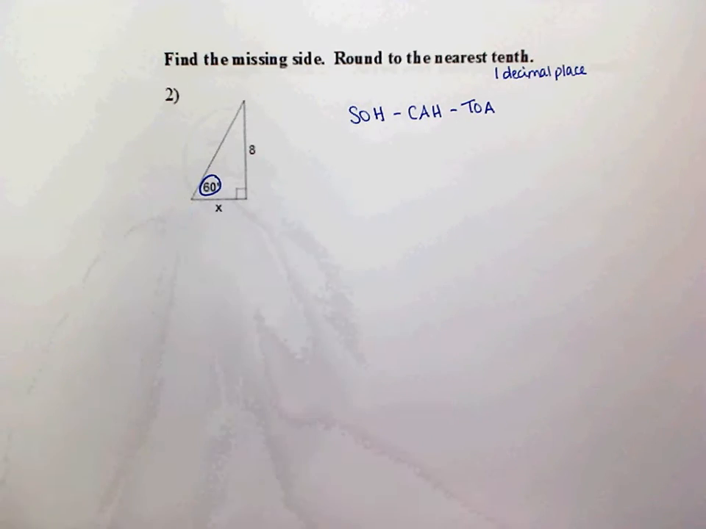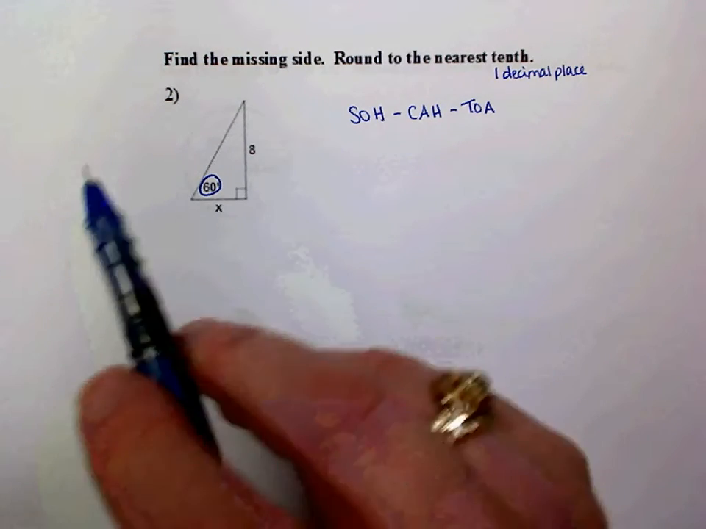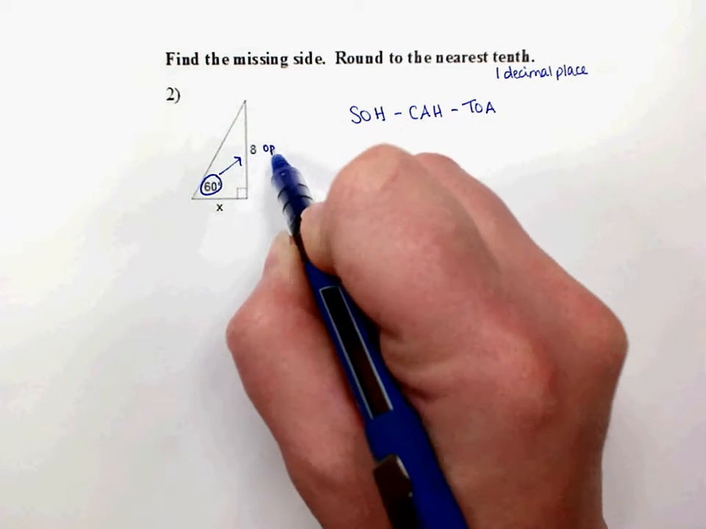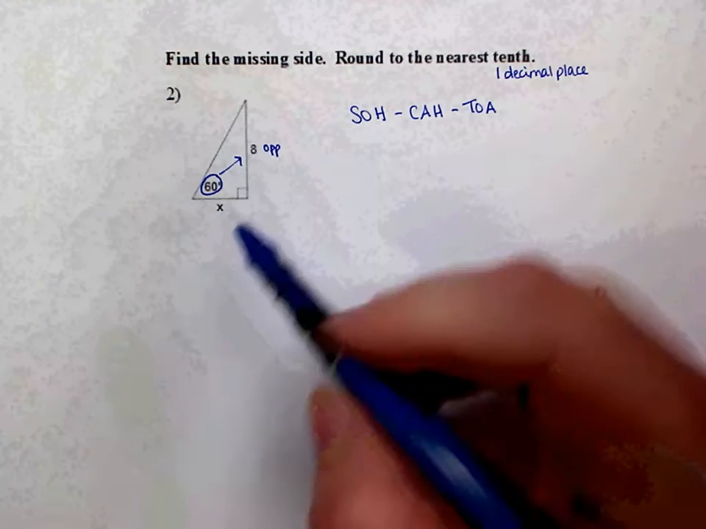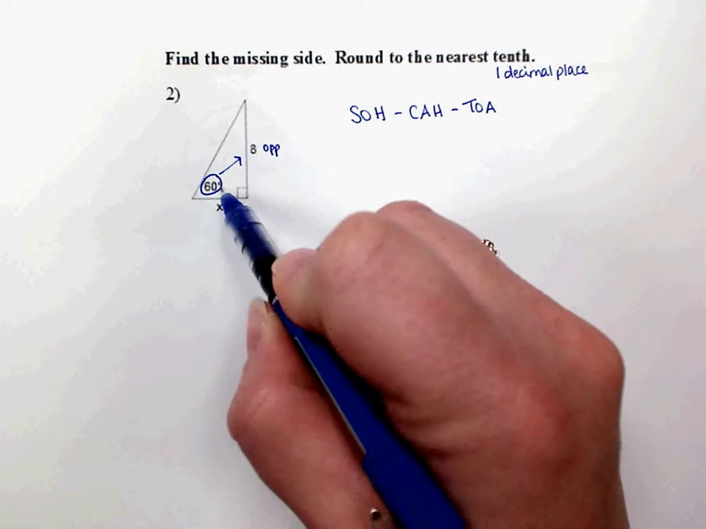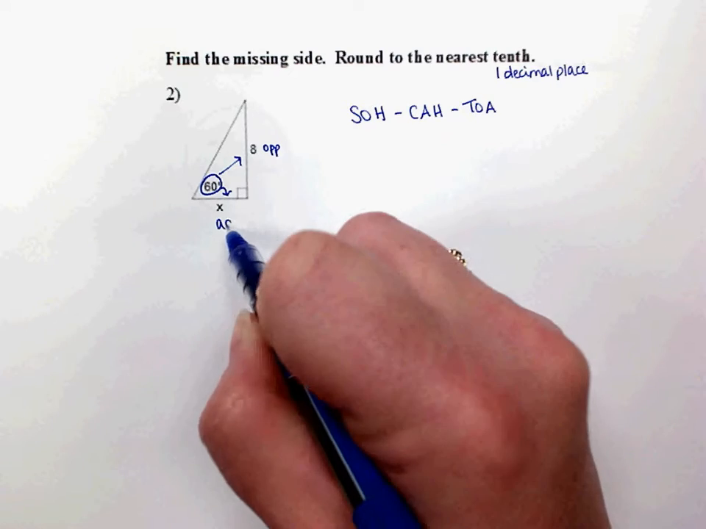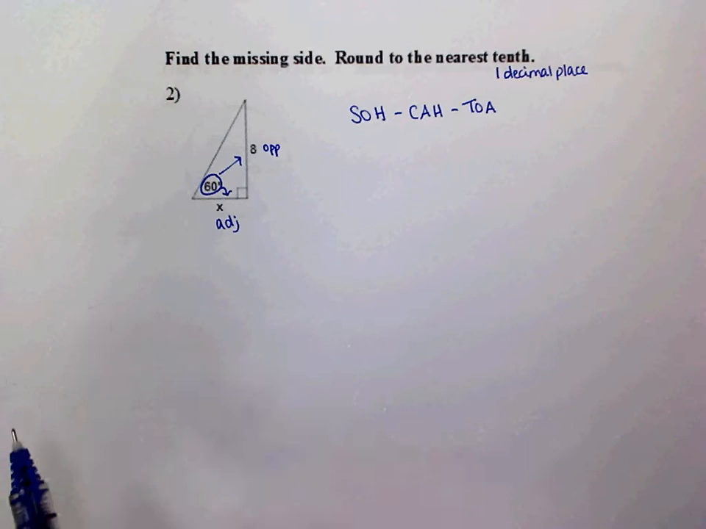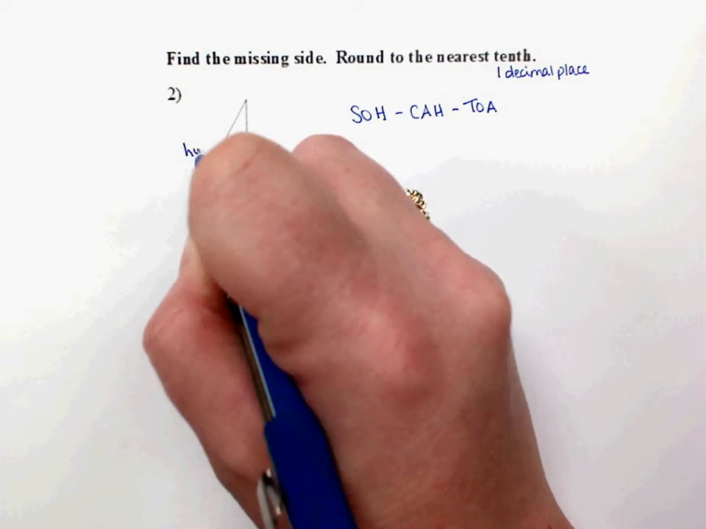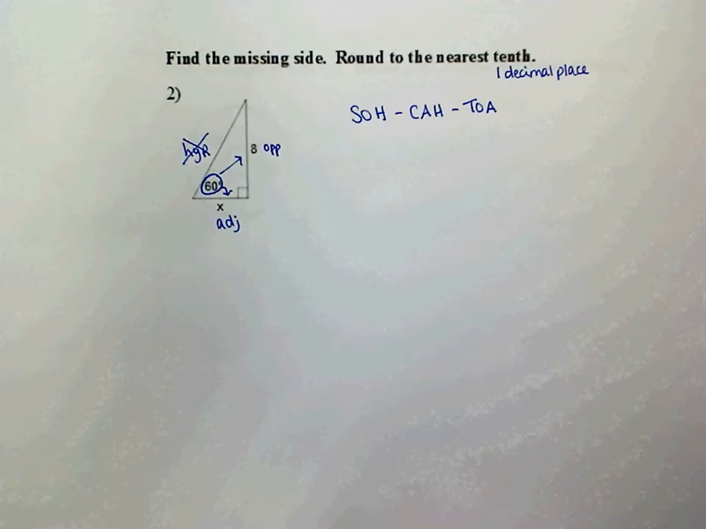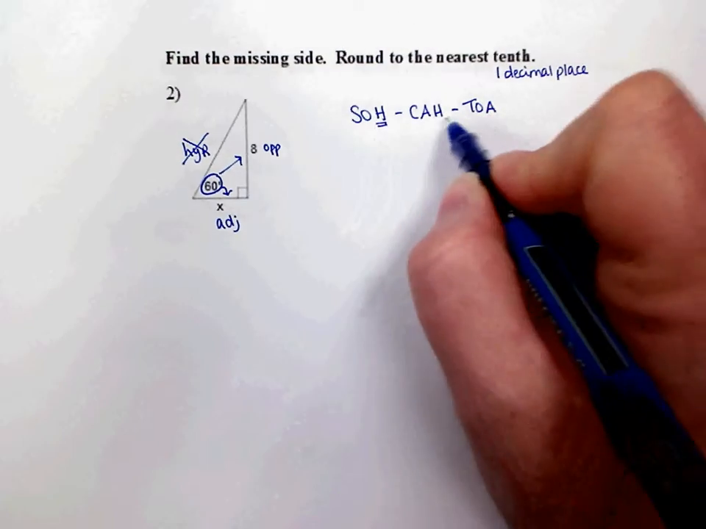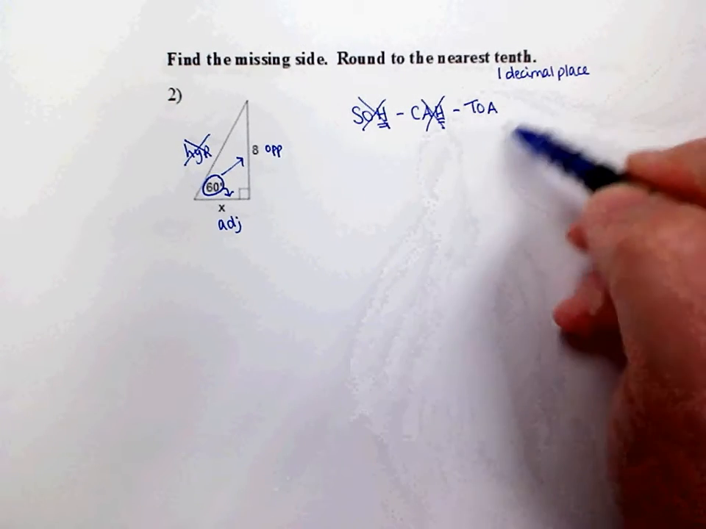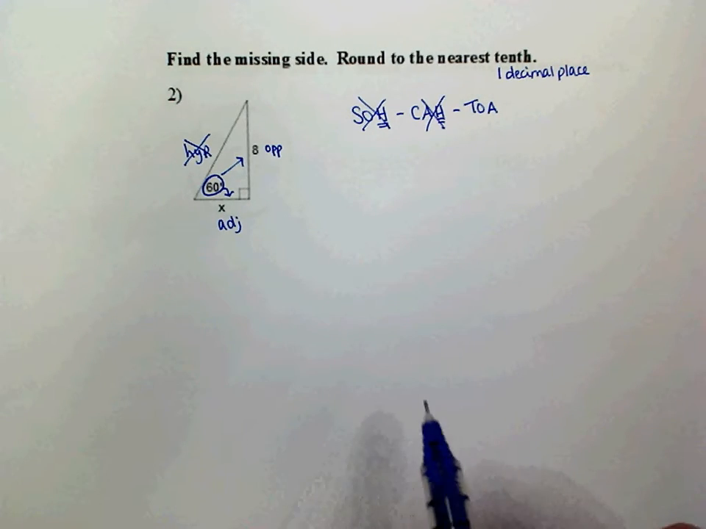So from the 60-degree angle's perspective, the side that I know is the side that's marked 8, which is the opposite side to the angle I'm given. The side that I want to know, this X right here, is the side that is adjacent to my acute angle. I do not know, nor do I want to know, the hypotenuse. So the hypotenuse in this problem is not involved at all, which tells me I'm not going to use sine or cosine because they both use the hypotenuse. I'm using the tangent trig function for this problem.